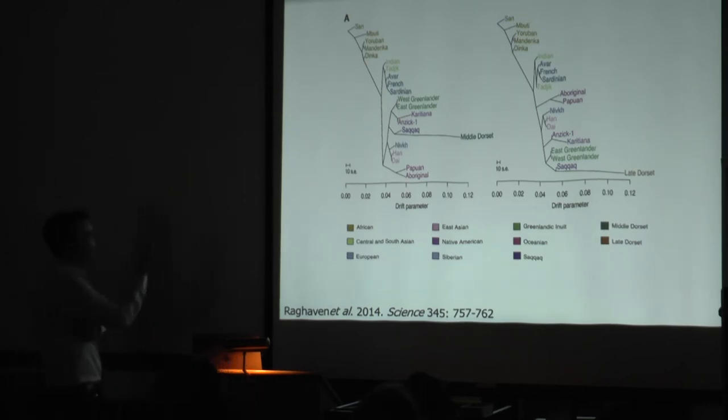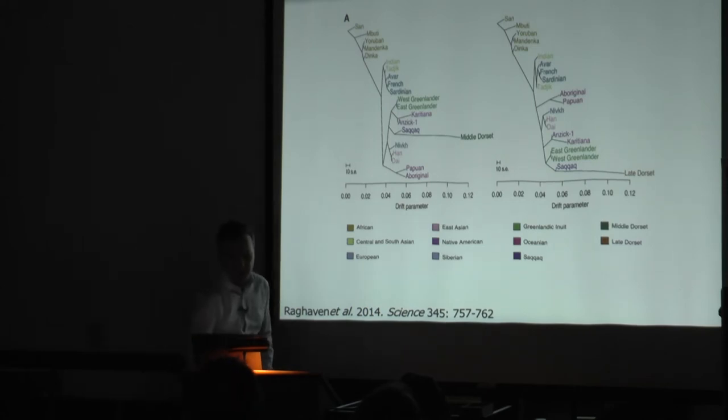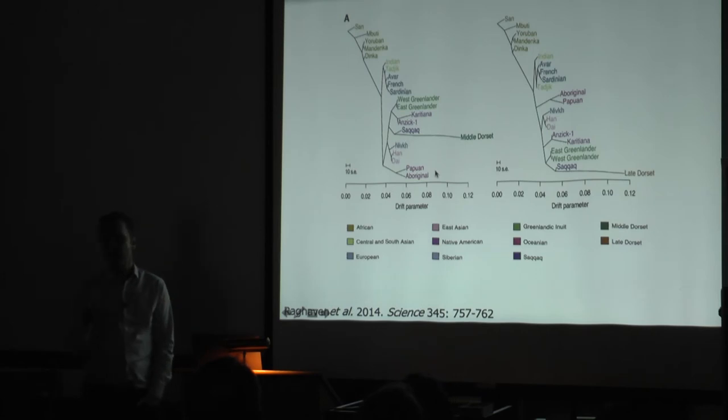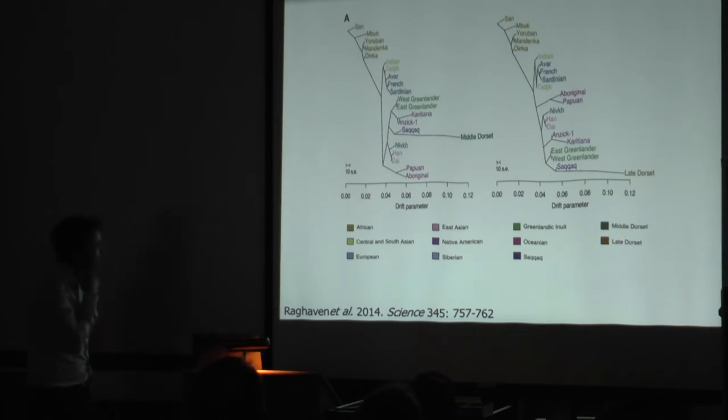We know that in fact, this is not really an accurate representation of the history, because human divergence and evolution doesn't work by different populations splitting up from each other and never meeting again, as might be implied by a tree like this.